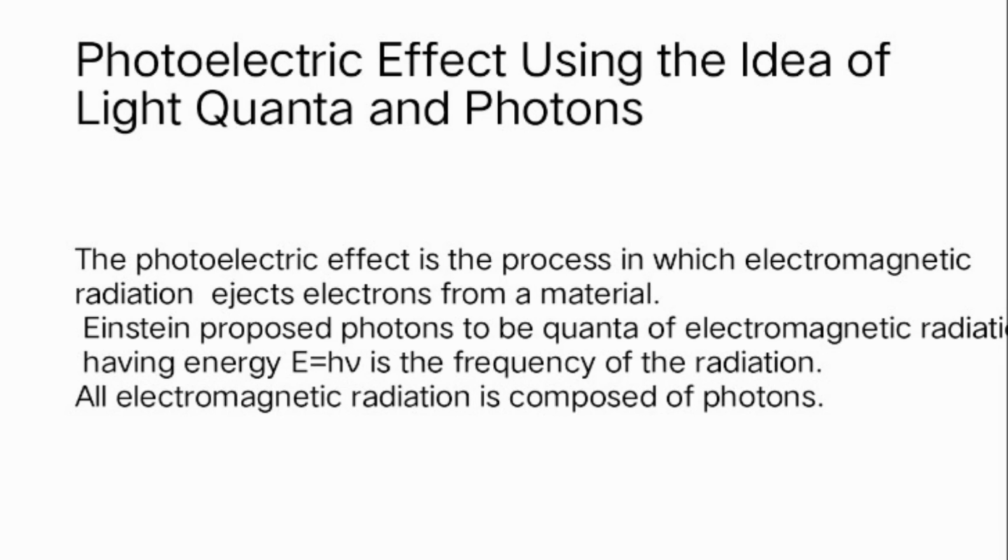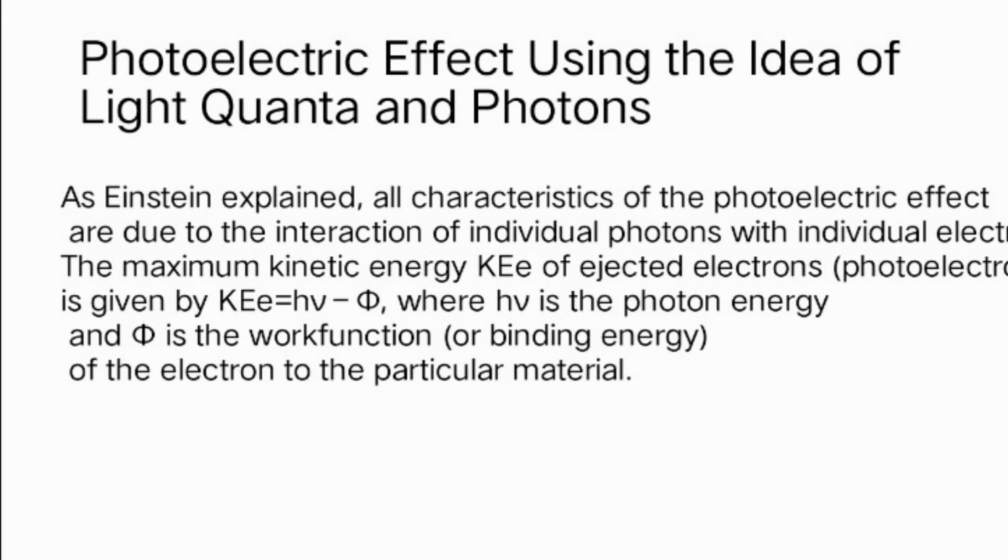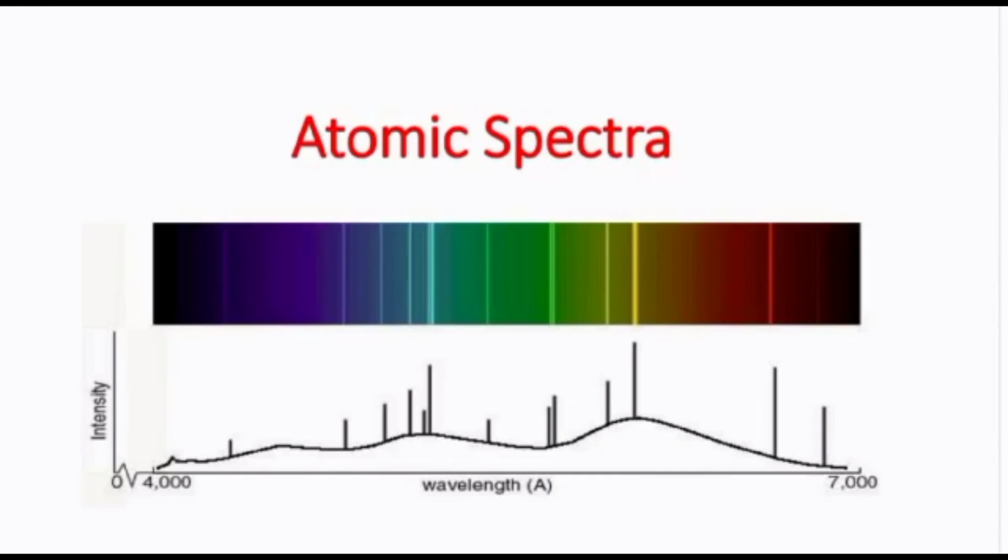Einstein proposed photons to be quanta of electromagnetic radiation having energy E equals hν, where ν is the frequency of the radiation. All electromagnetic radiation is composed of photons. As Einstein explained, all characteristics of the photoelectric effect are due to the interaction of individual photons with individual electrons. The maximum kinetic energy of ejected electrons is given by maximum kinetic energy equals hν minus φ, where hν is the photon energy and φ is the work function, or binding energy of the electron to the particular material. Let's now proceed to atomic spectra.